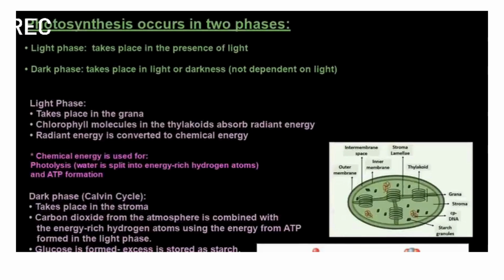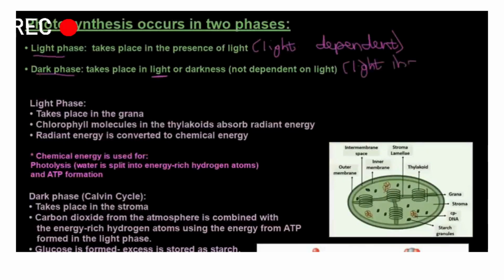Now, photosynthesis, getting to the process itself, it occurs in two phases, the light phase and then the dark phase. Now, the dark phase can be a bit confusing when you look at the name, but we'll look at that in just a bit. So the light phase takes place in the presence of light. So this phase, you can also say, is light dependent. It is dependent on light for it to be able to take place. And then the dark phase takes place in light or darkness. And that is why it's called the dark phase, because it does not need light. It is not dependent on light, so you can also say it is light independent.